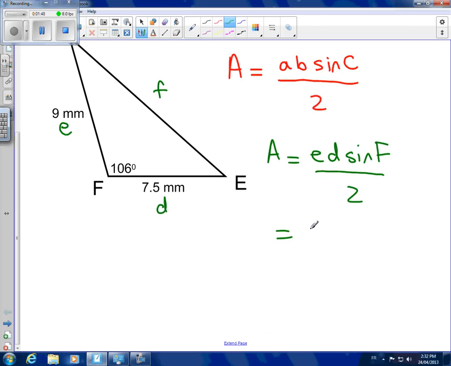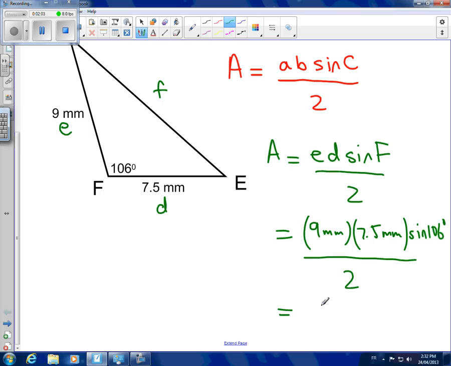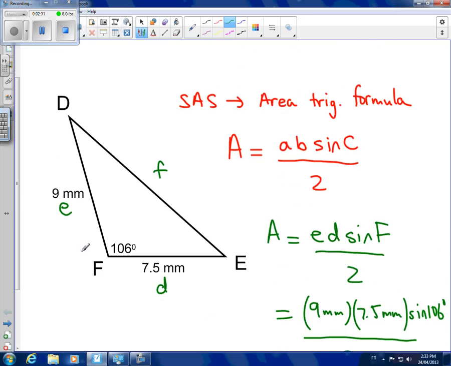If I plug in the values, and that's the beauty of this formula, I just get to plug in the numbers. We looked at why it works in class. Voila! 32.44 millimeters squared. This formula lets me avoid the step of drawing my own altitude, working out a trig ratio, and then using that altitude in the base times height formula. One step, plug it in, and you're good to go. So hopefully you understand why, and if you do, then you'll have some comfort using this formula. Side-angle-side lets me use the area trig formula.